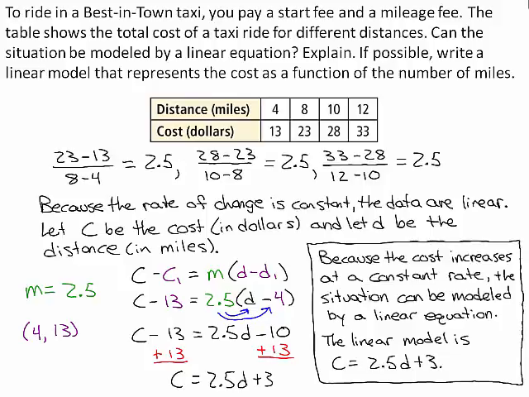Because the cost increases at a constant rate, the situation can be modeled by a linear equation. The linear model is C equals 2.5D plus 3.